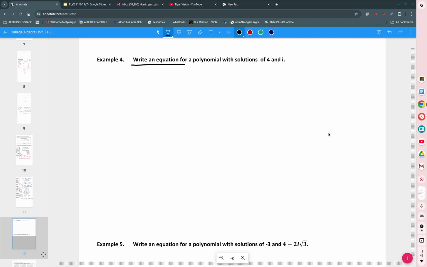Now we're going to go backwards. We're going to start with the solutions, and we're going to write a polynomial. We're going to write p of x. It has solutions of 4 and i. Well, if 4 is a solution, then what binomial should I put here? x minus 4. Sweet.